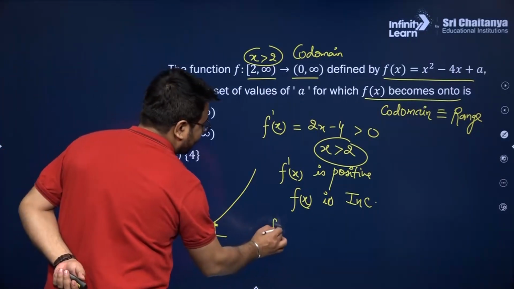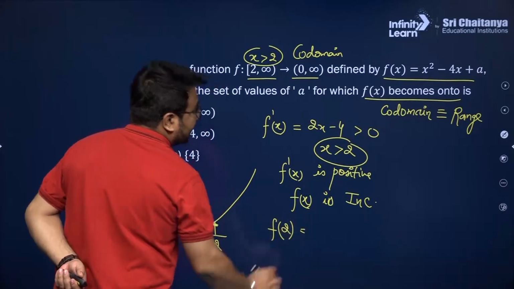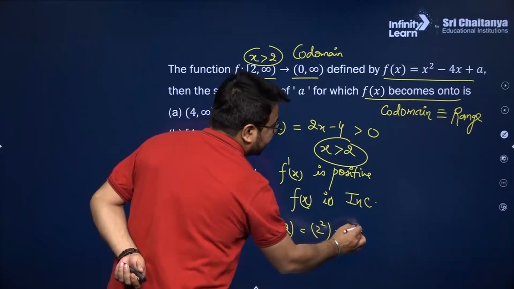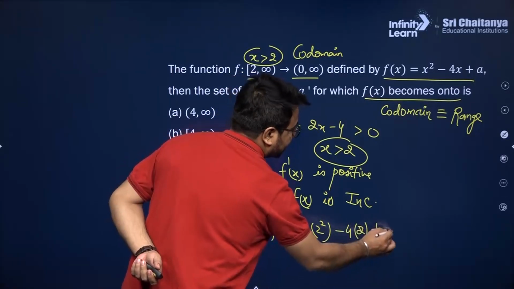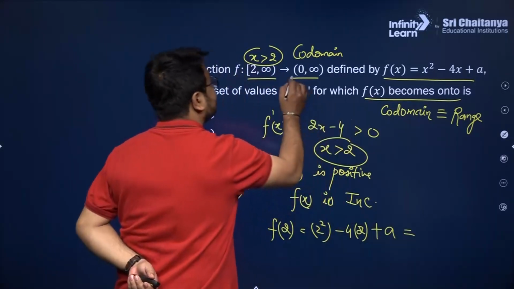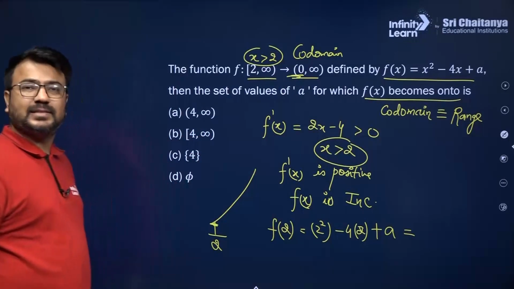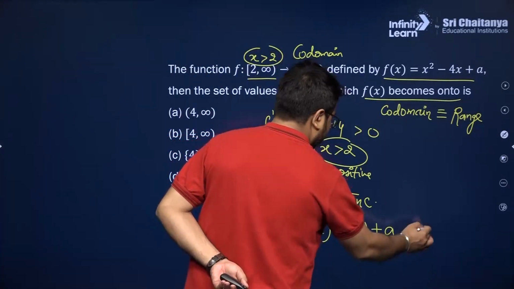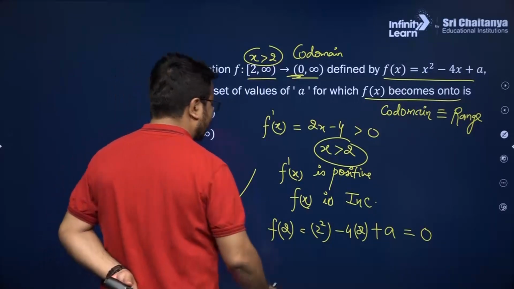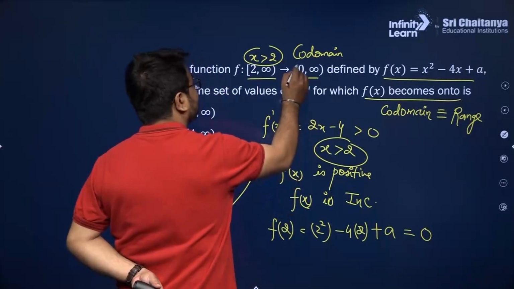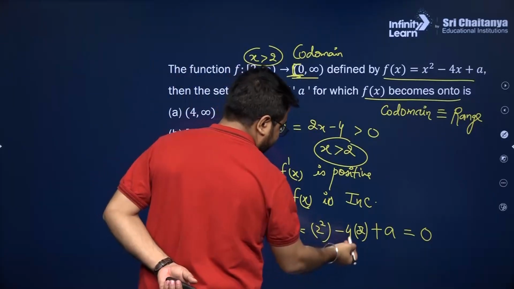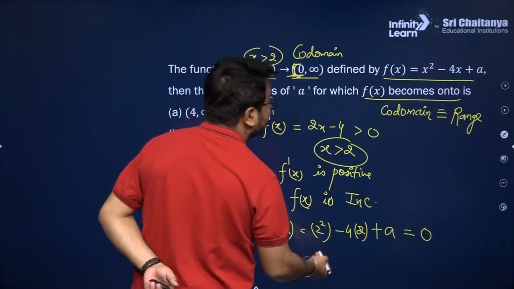Now f of 2 here is 2 square, then minus 4 into 2, and then plus a. And the minimum value in its codomain, which is given here, is 0. So it should be equated to 0. So this is only possible. Here also we should have a closed interval.